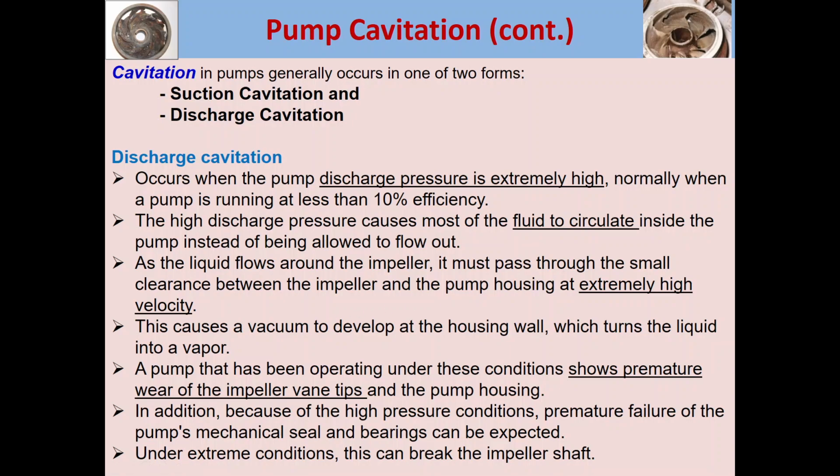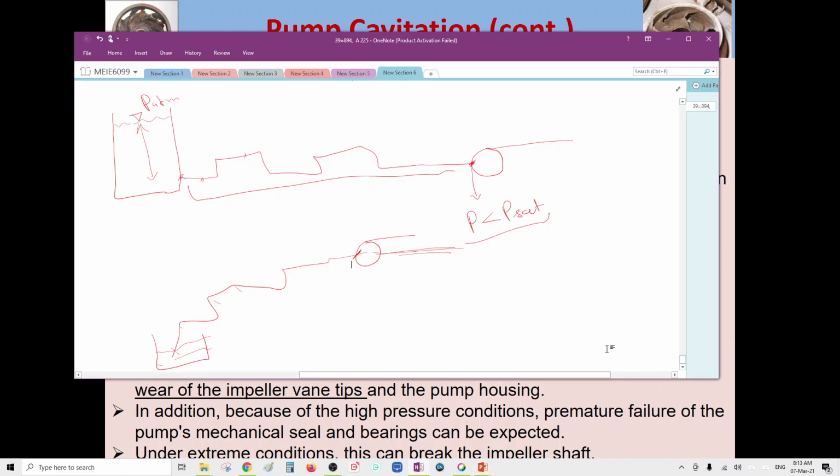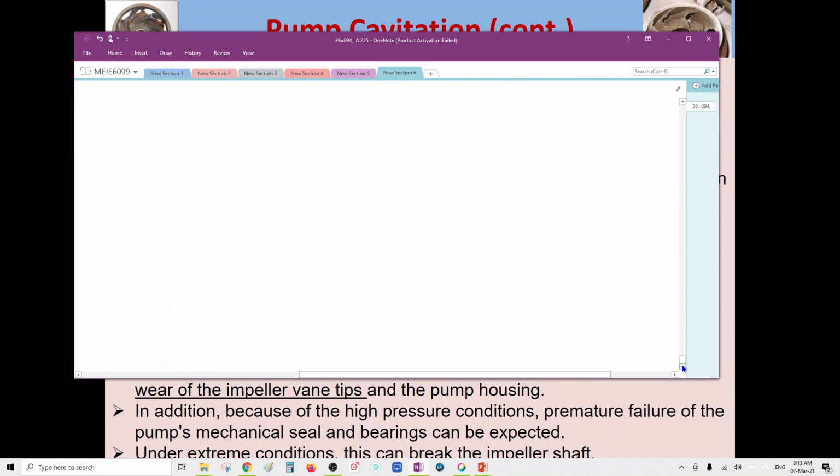The discharge side cavitation occurs when the pump is operating under very high pressure demand. For example, say you have a pump here, and your pump is connected through some lines to a tank, or let's say like this. The water level in the tank is here, and the pump is supplying the water to the tank. When the pump is supplying water, it is filling up the tank.